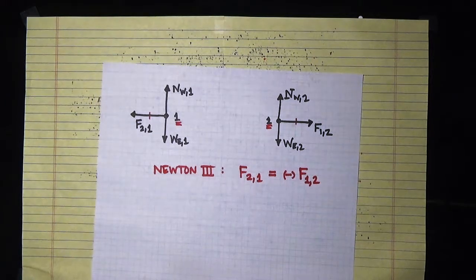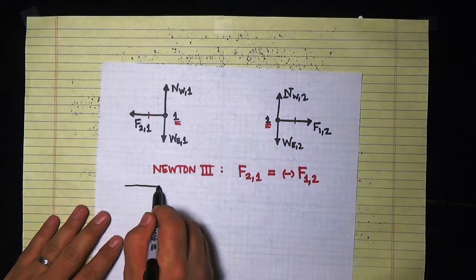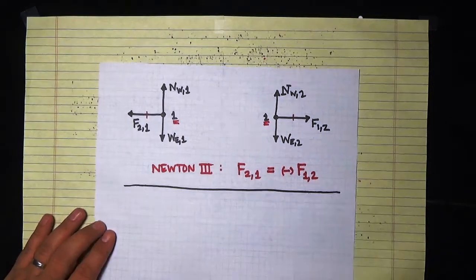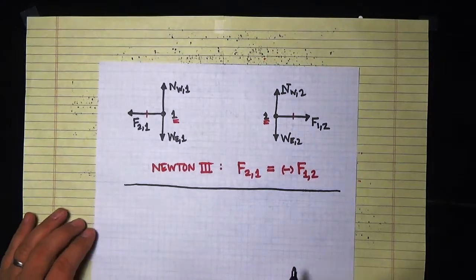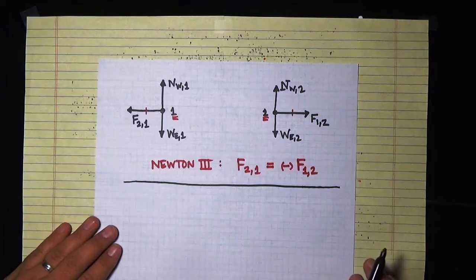Now I can go on to Newton's second law. The canoes are not accelerating upward, so I'm going to completely ignore the up and down direction. I don't need to solve that problem. Let's just focus on the horizontal case.